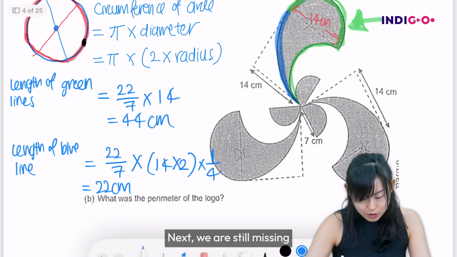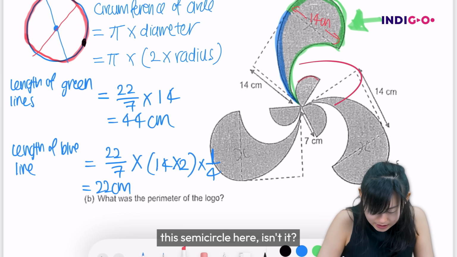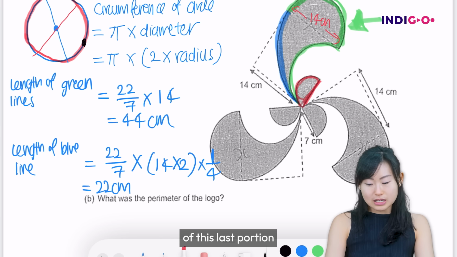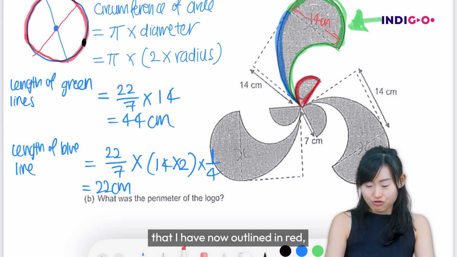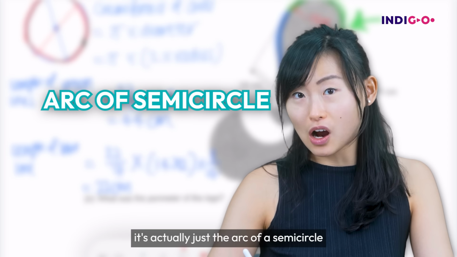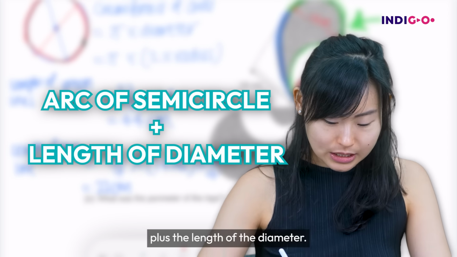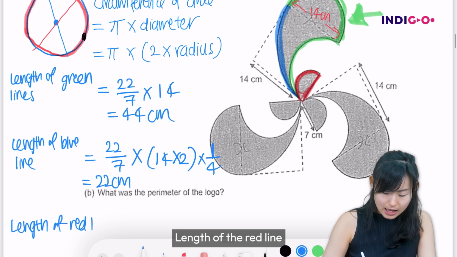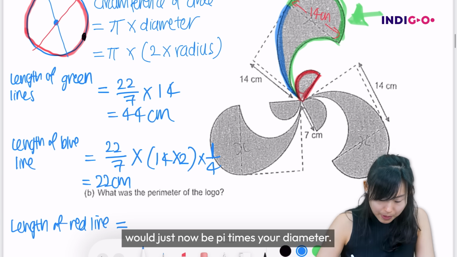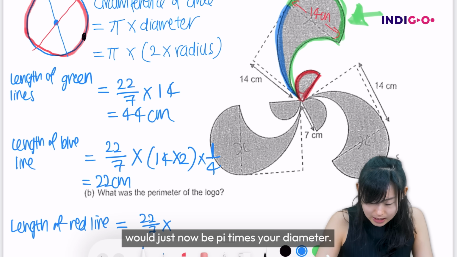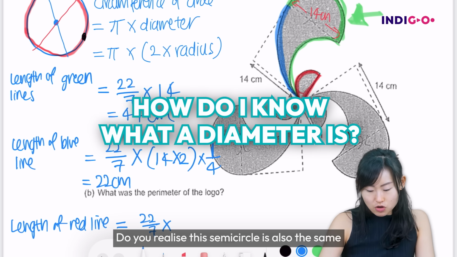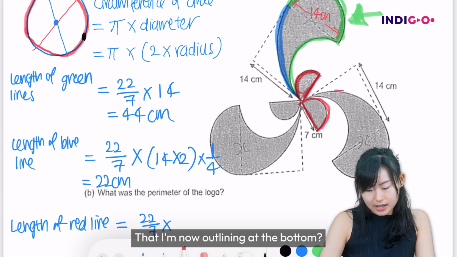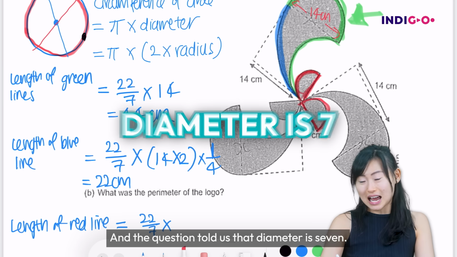Next, we are still missing this semicircle here, isn't it? This is the last portion. To find the perimeter of this last portion that I have now outlined in red, it's actually just the arc of a semicircle plus the length of the diameter. So let's write that down. The length of the red line would just now be pi times your diameter. How do I know what the diameter is? Do you realize this semicircle is also the same as this one here that I'm now outlining at the bottom? And the question told us the diameter is 7.